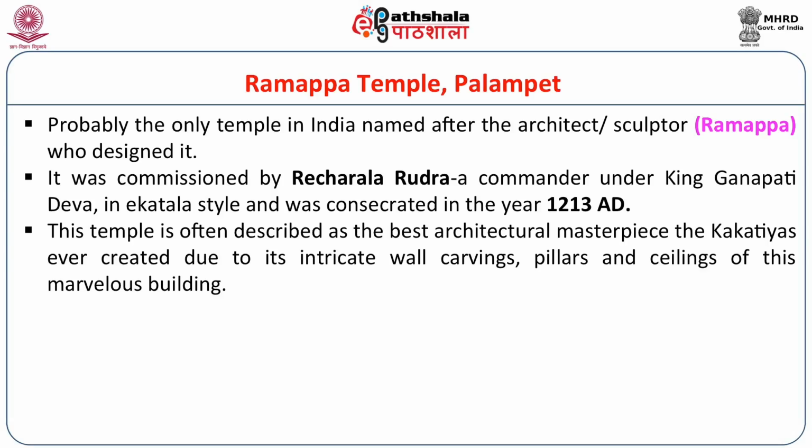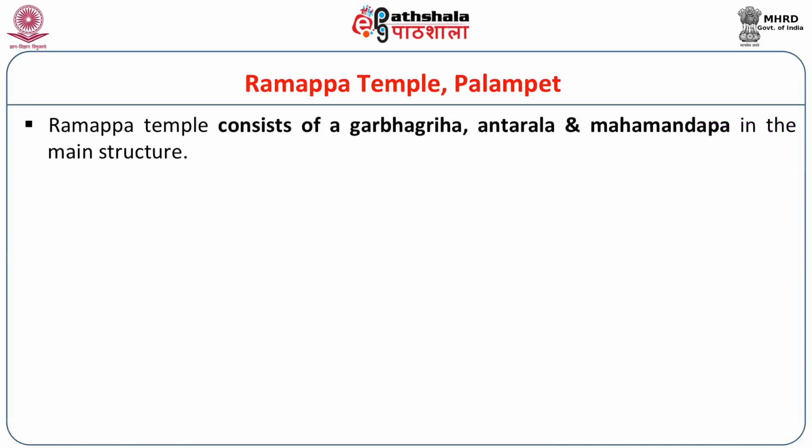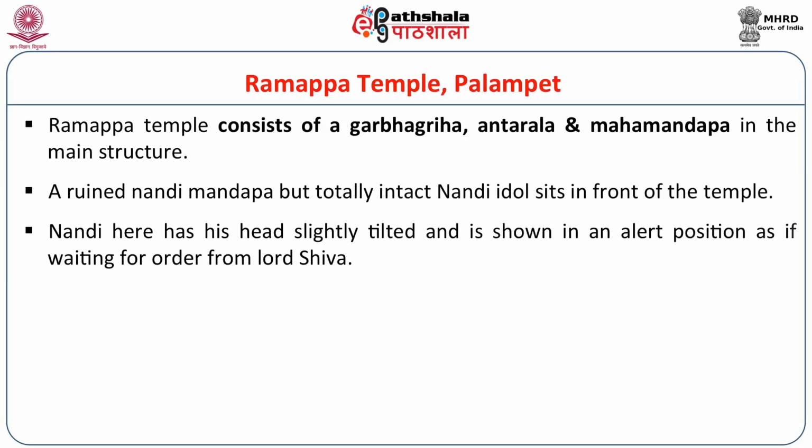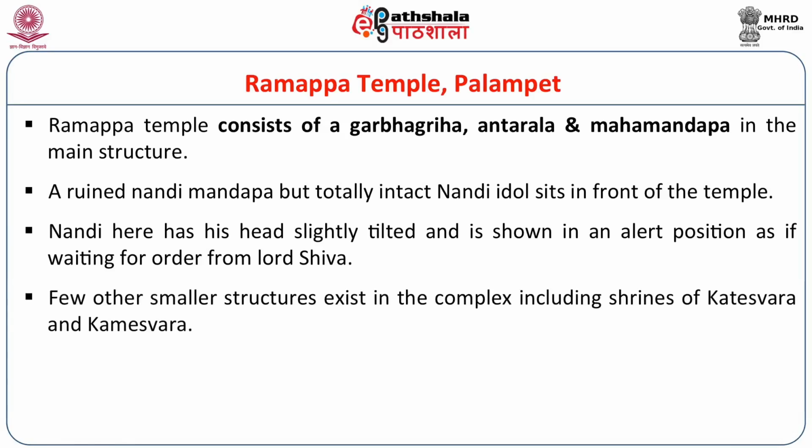It is considered the climax of the Kakatiya style. The Ramappa temple consists of a Garbhagriha, an Antarala, and a Mahamandap in the main structure. A ruined Nandi Mandap is also seen, but with an intact Nandi sitting right in front of the temple, similarly in an alert position looking elsewhere. A few other smaller structures exist in the complex, including shrines of Kateshwara and Kameshwara.